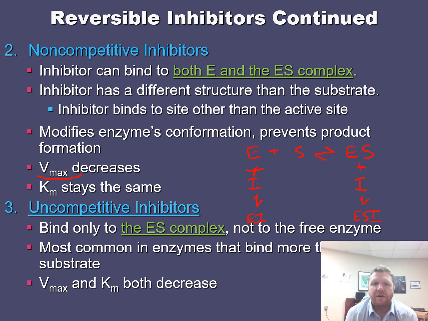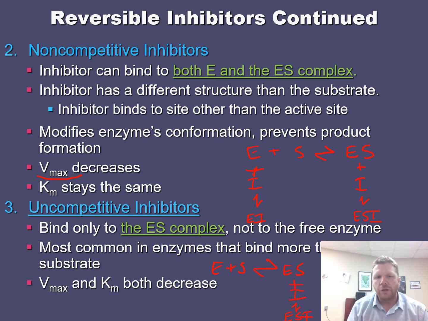The last type of inhibitor is an uncompetitive inhibitor. And an uncompetitive inhibitor binds only to the ES complex. So E plus S, that can take place, no problem. It's going to form the ES complex. The uncompetitive inhibitor binds to the ES, forming the ESI complex.